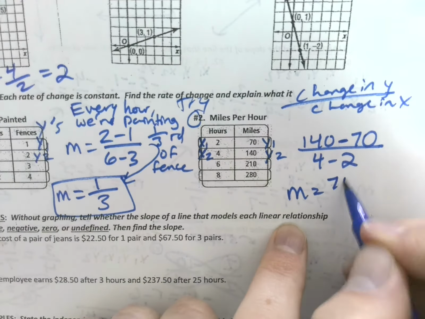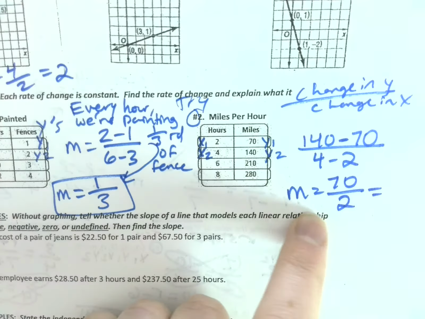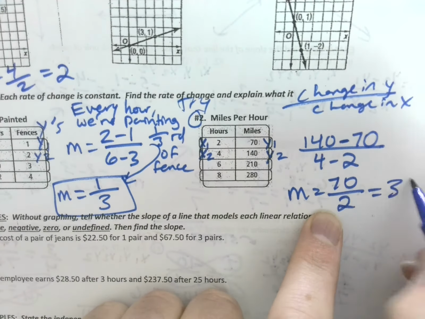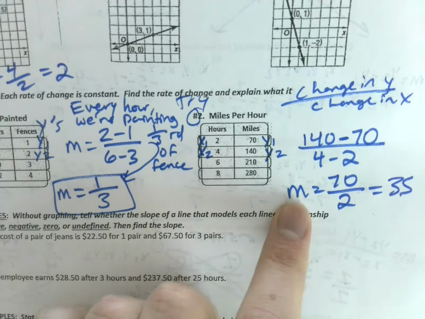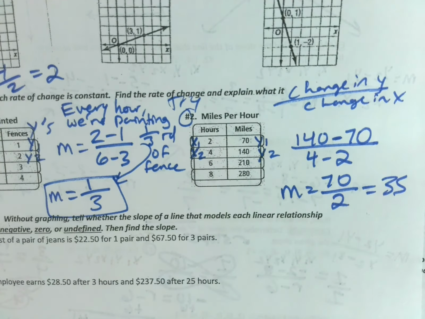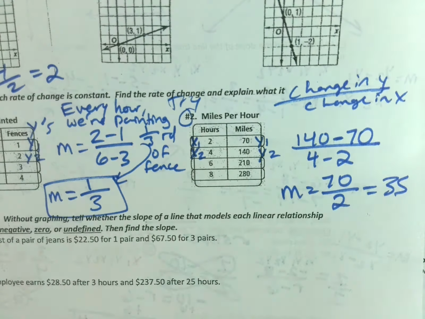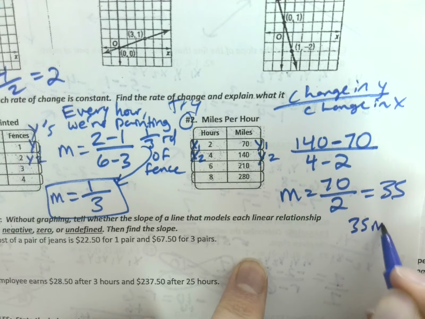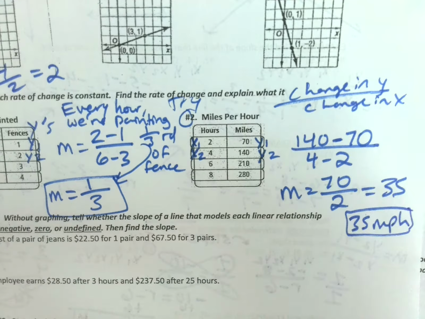70 over 2. So guys, how fast we going? We're actually going pretty slow. 35. 140 minus 70, Y2 minus Y1 over X2 minus X1. So we're going 35 miles per hour. Pretty slow.